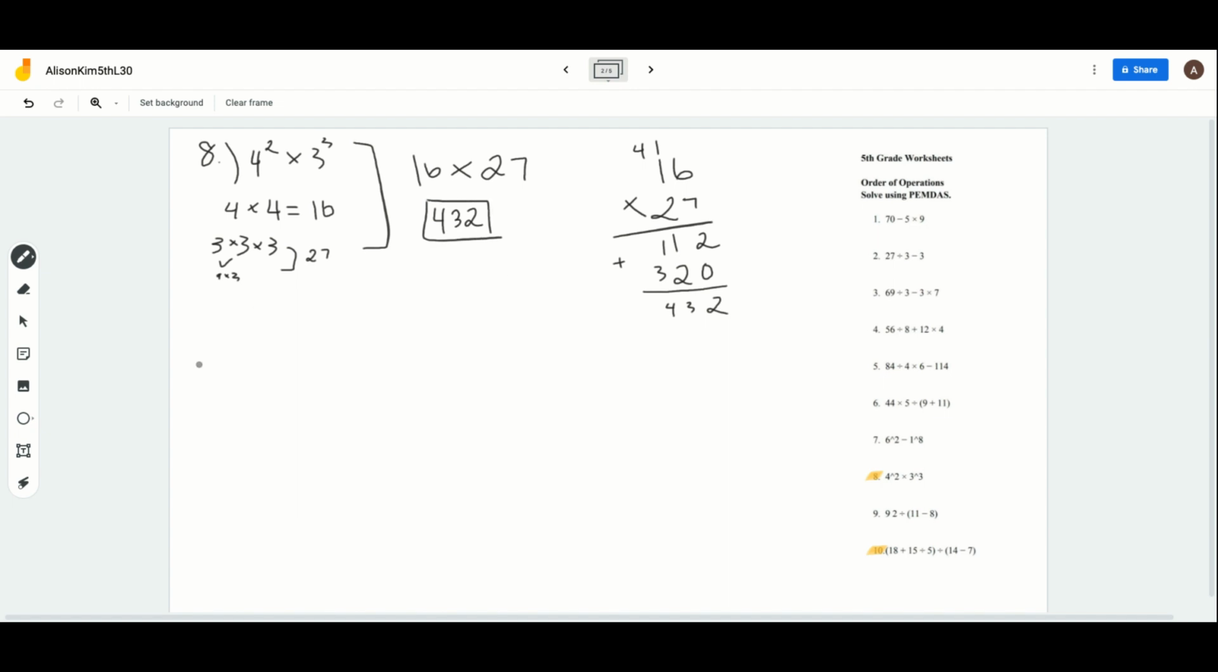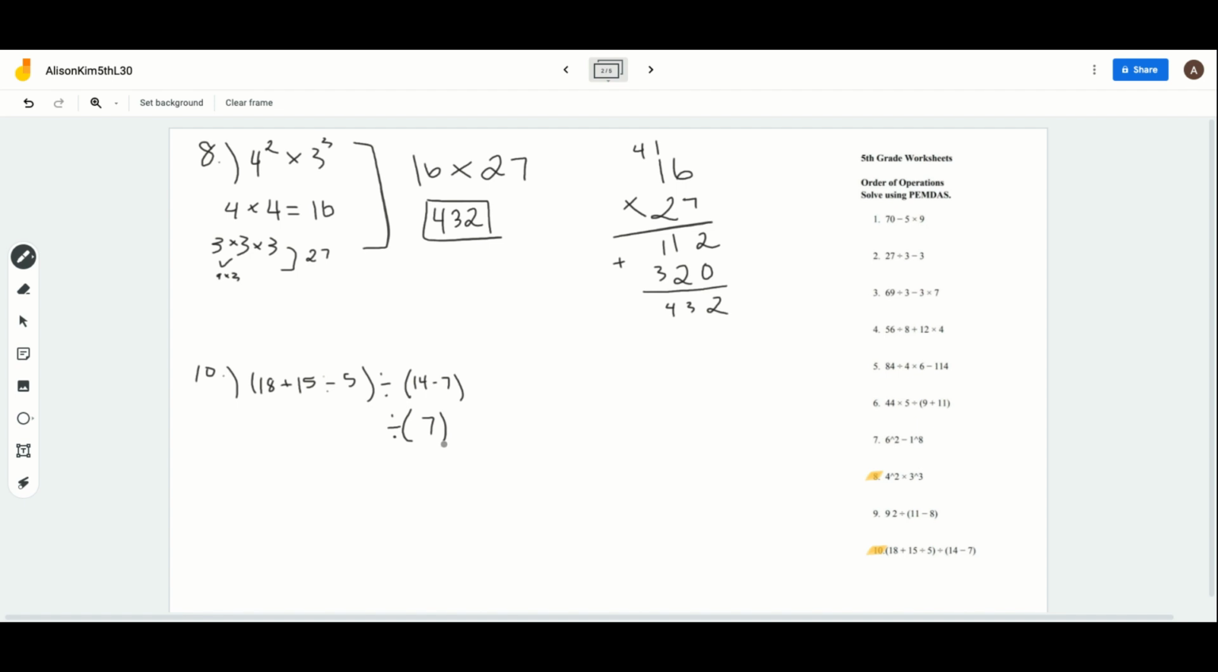Now we're going to do number 10, which gives us parentheses, right? It gave us 18 plus 15 divided by 5 divided by parentheses 14 minus 7. Now before we divide this whole thing, we see 2 pairs of parentheses, and we know that parentheses go first. And so we're going to start off with the easier parentheses, which is 14 minus 7, and that's just 7. So we're going to bring down the 7, and we're going to bring the division symbol right there.